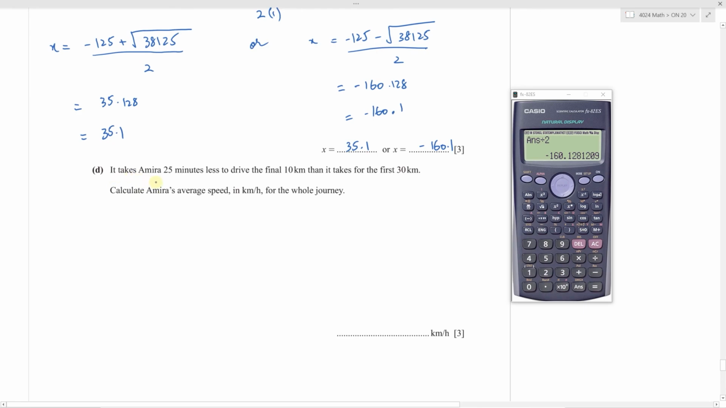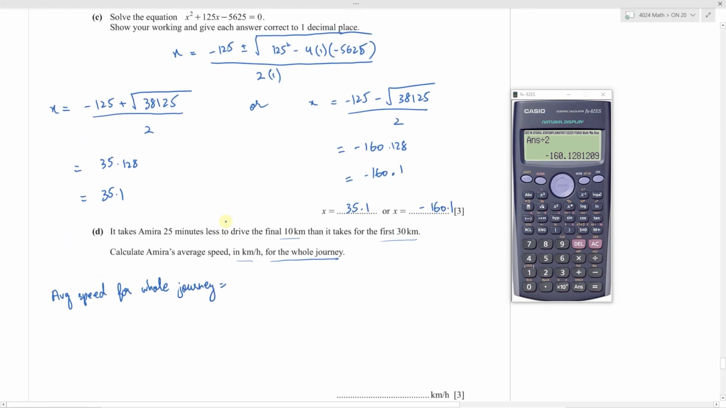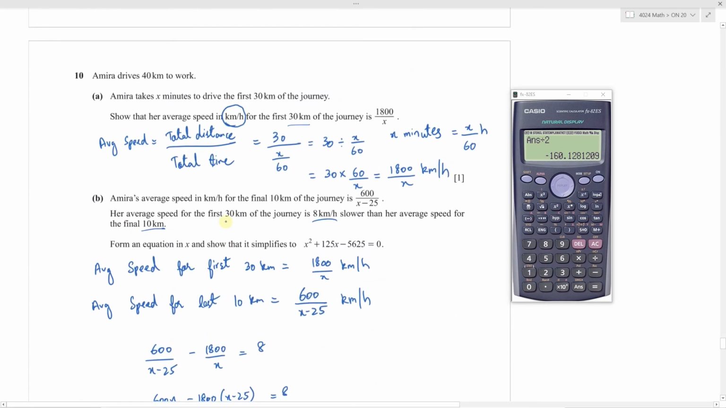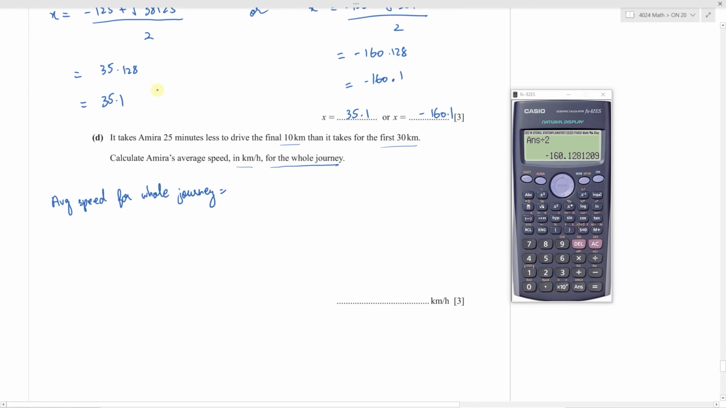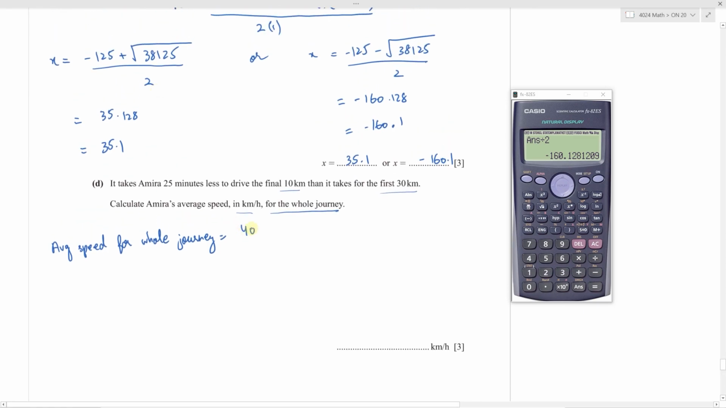Part D is it takes Amira 25 minutes less to drive the final 10 kilometers than it takes for the first 30 kilometers. Calculate Amira's average speed in kilometers per hour for the whole journey. So now you have to calculate average speed for the whole journey. Again, average speed is total distance divided by total time. So the total distance for her journey to work is 40 kilometers. So your distance is 40 divided by time.